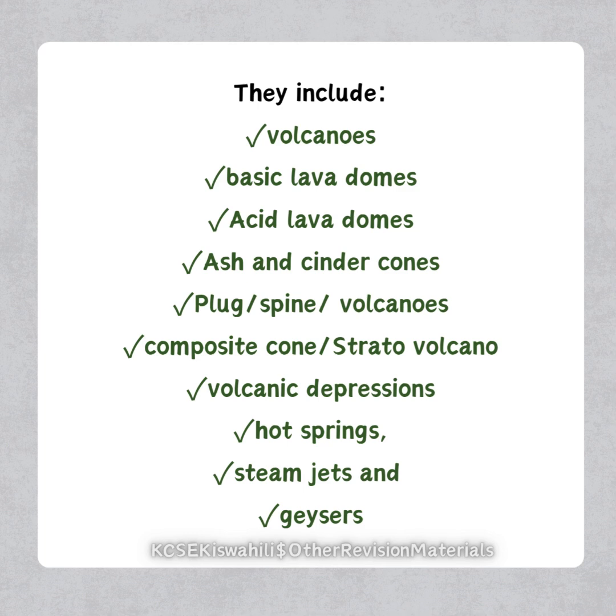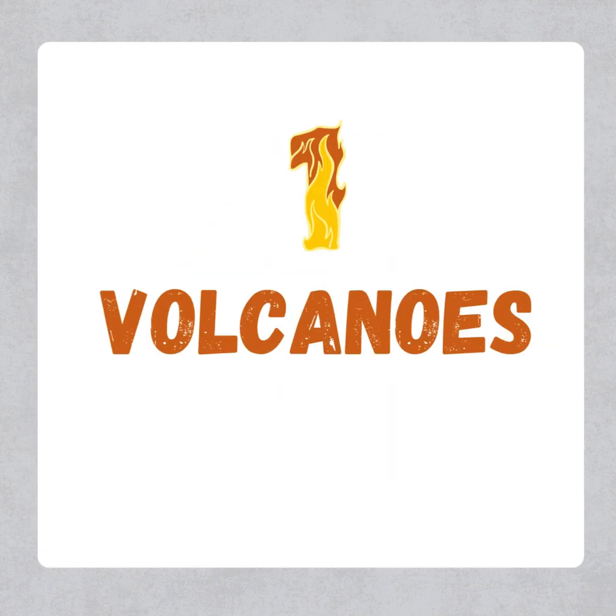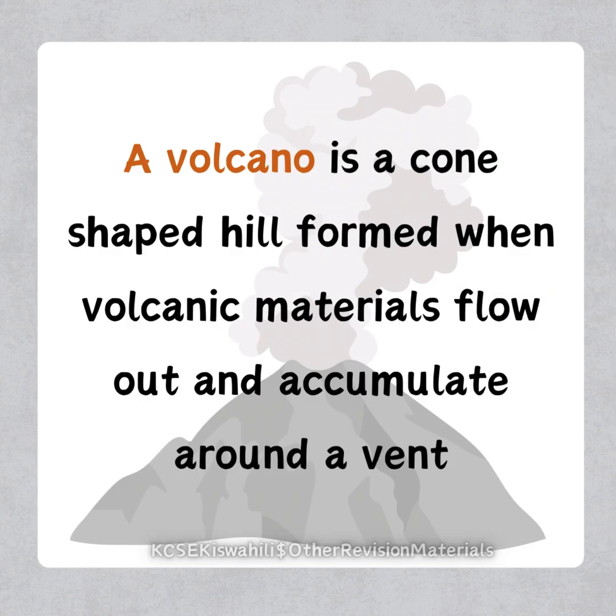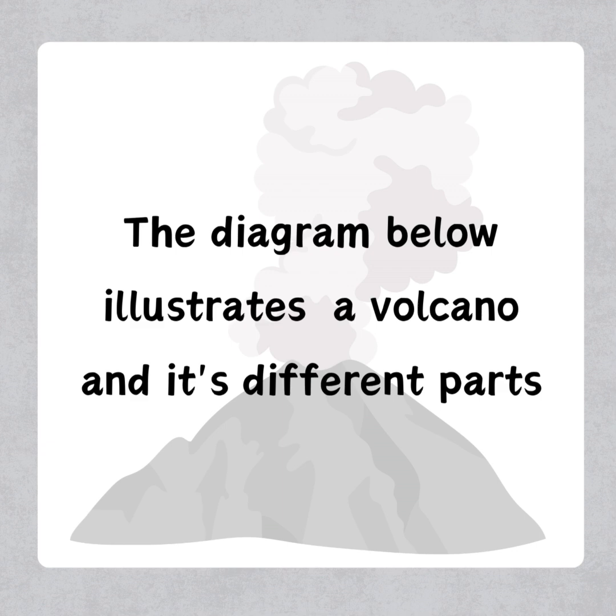The features formed by vent eruption include the following: volcanoes, basic lava domes, acid lava domes, ash and cinder cones, plug volcanoes, composite cones or stratovolcano, volcanic depressions, hot springs, steam jets and geysers. Volcanoes. A volcano is a cone-shaped hill formed when volcanic materials flow out and accumulate around a vent. The diagram below illustrates a volcano and its different parts.